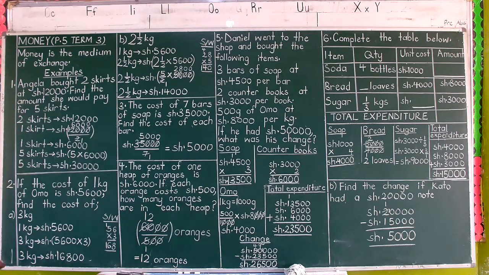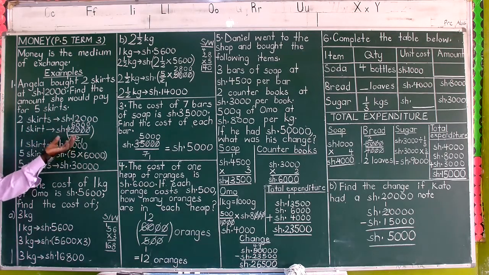So does it read: Angela bought 2 skirts at 12,000 shillings. Find the amount she would pay for 5 similar skirts at the same rate. So if 2 skirts of the same size, the same material, the same make, and the same production cost 12,000 shillings, find the amount Angela would pay for 5 similar skirts. Now, we align this proportion. It's called a direct proportion, like we did in the second term, where we say 2 skirts cost 12,000 shillings.